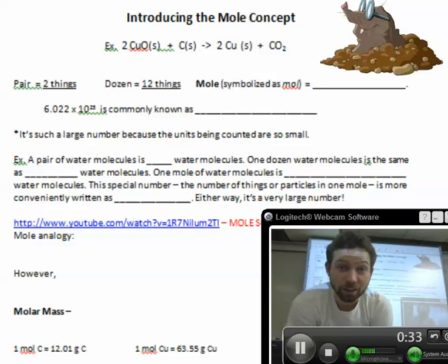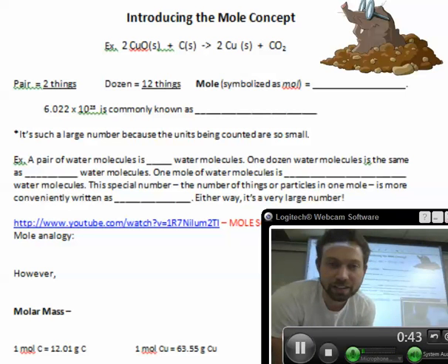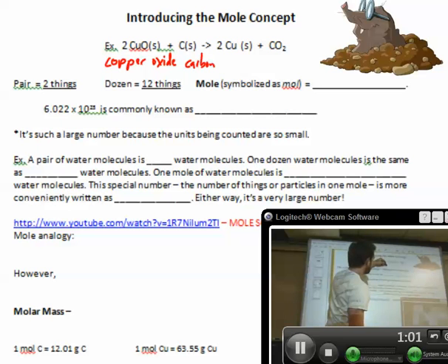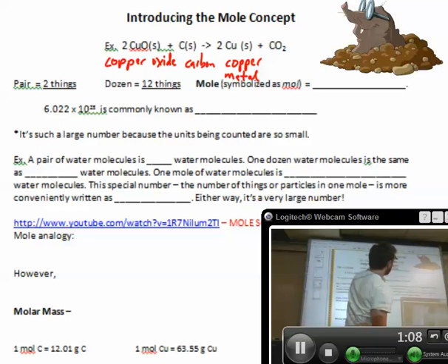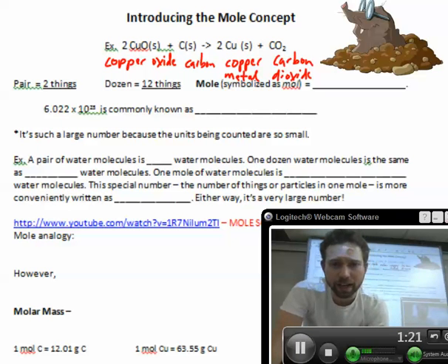So, to talk about the mole, first we have to use a common example. You see an equation there up on the board, the top equation on the paper, right? It's copper oxide, carbon. So copper oxide combines with carbon to make copper metal and carbon dioxide. Okay? So that's the basic chemical equation for getting metal out of copper oxide and carbon.